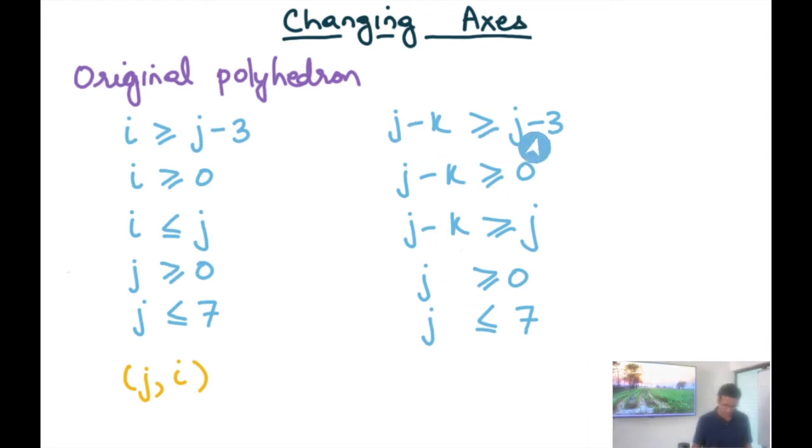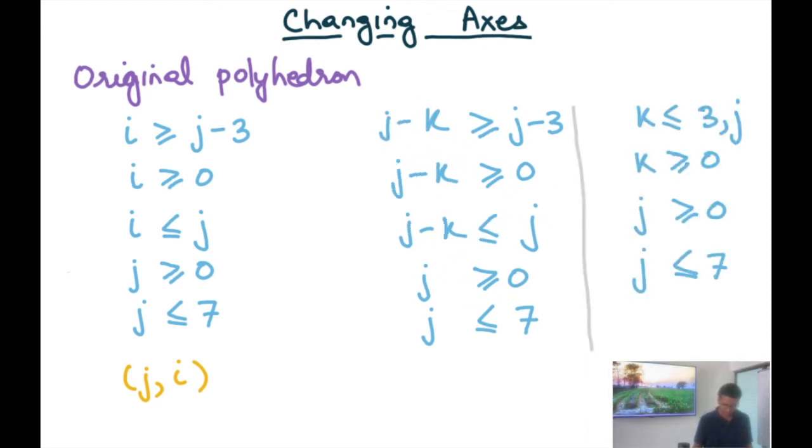Now if I simplify these inequations, I get the following. Some of them just become vacuously true, and so this becomes k is less than or equal to 3 and k is less than or equal to j. So this notation k is less than or equal to 3 comma j means that it's less than or equal to both 3 and j. In other words, it's less than or equal to the minimum of 3 comma j. Similarly, k is greater than or equal to 0, j is greater than or equal to 0, and j is less than or equal to 7. So this is my new set of inequations, and I want to traverse this polyhedral space in the lexicographic order of k comma j.